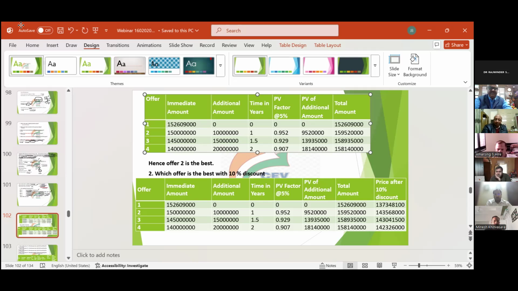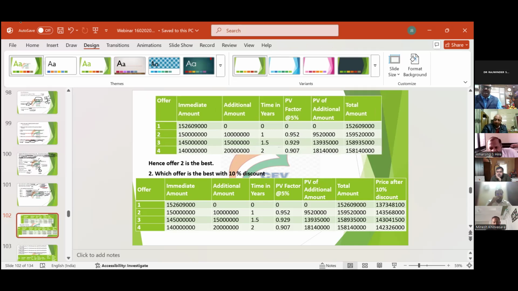Similarly, in the third case, 14 crore 50 lakh immediately plus 1 crore 50 lakh after 1.5 years. So present value of 1 crore 50 lakh will be 1 crore 39 lakh 35,000. So total value he will get is 15 crore 89 lakh 35,000. In the fourth case, 14 crore immediately plus 2 crore after 2 years. The value of 2 crore after 2 years will be 1 crore 81 lakh 40,000. So total he will get 15 crore 81 lakh 40,000. So see here, he will be getting maximum value in case of offer 2, so offer 2 is the best.